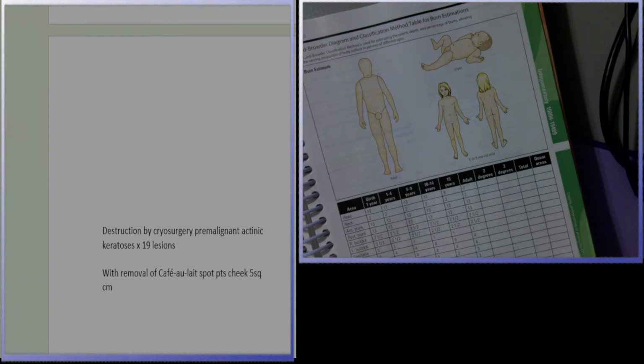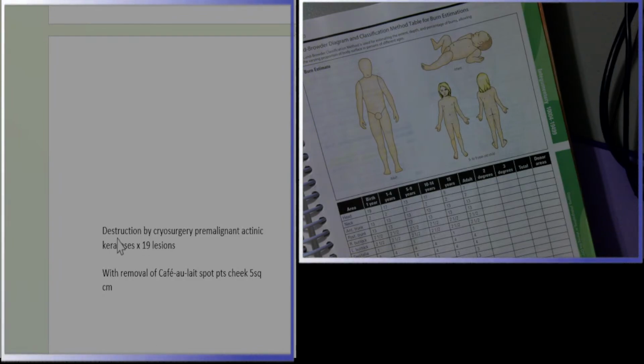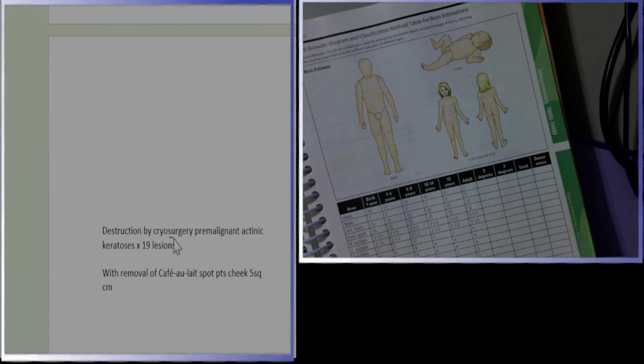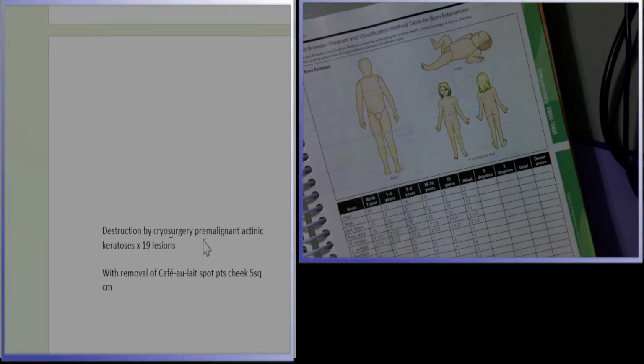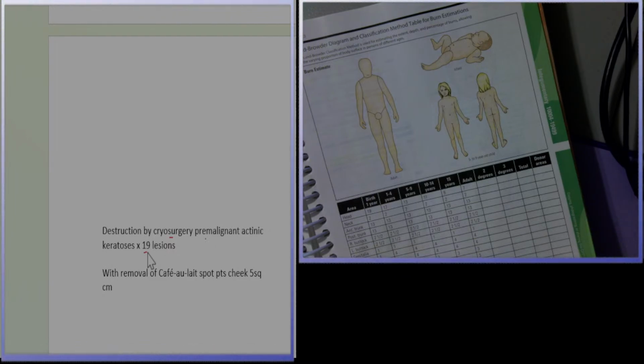All right, here's one more. What if we're destroying, by cryotherapy again, some pre-malignant AKs? What's going to be our answer if we did 19 of those lesions?